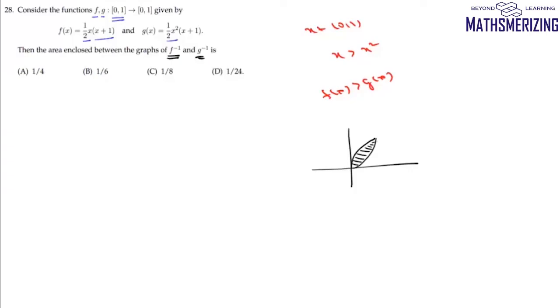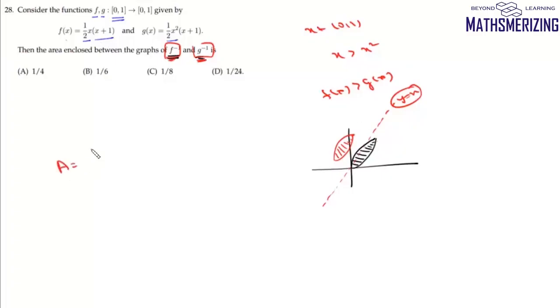Now f inverse and g inverse are nothing but the reflection of f and g about the y equals x line. Now we'll reflect both the functions about the y equals x line. Their position will be different, but the area will remain the same. So in order to find the area between the inverse functions, we'll just find the area between these two functions.